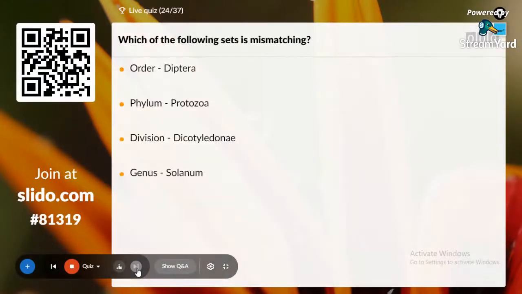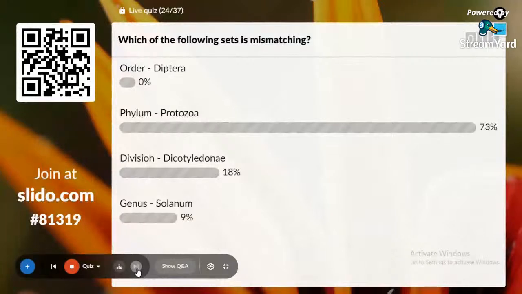24th question on the screen. Which of the following sets is mismatched? Option A, order Diptera. Option B, phylum Protozoa. Option C, division Dicotyledonae. And option D, genus Solanum. Post your answers on the screen in the upcoming 5 seconds. Yes, 3 more seconds remaining. So the majority answer in 3, 2, 1, and oh my god.